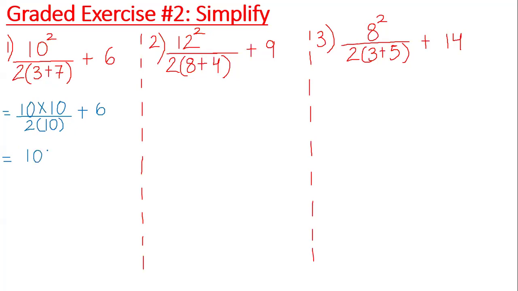And then we're gonna do the bottom, the 2 times 10, which is 20. And then you're gonna put the plus 6 back. Good. And then we're gonna divide 100 by 20, which is 5. 100 divided by 20 is 5. And then we're gonna do the plus 6. Good. And we're gonna do 5 plus 6, which is 11. 5 plus 6 is 11.